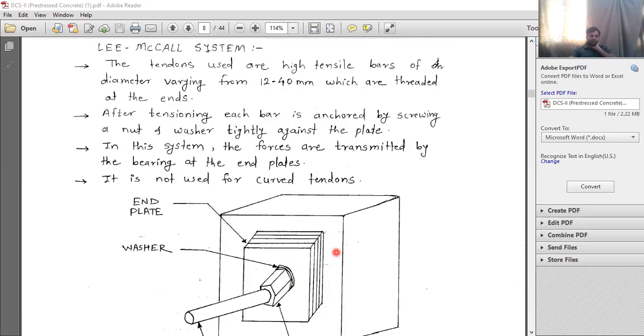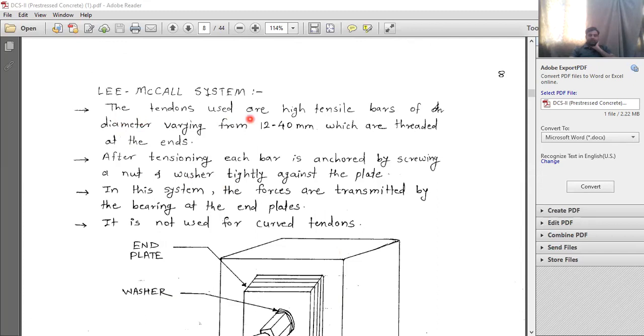Here the tendons used are high tensile bars of diameter varying from 12 to 40 mm. Again, this is a question for MCQ: in the Lee-McCall system, what is the minimum diameter used? It is 12 mm. We use 12 to 40 mm, as I told you.